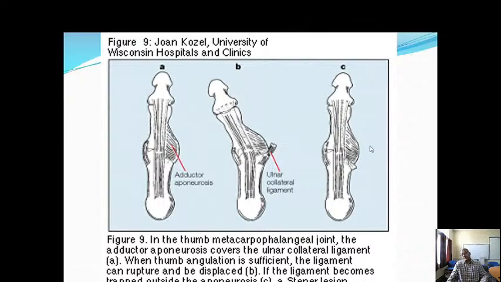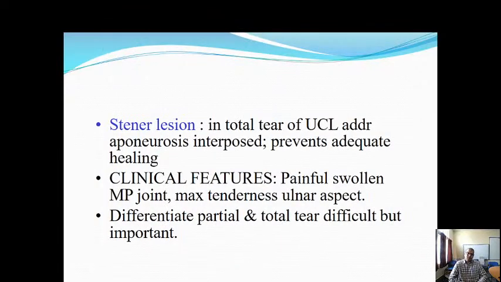Metacarpophalangeal joint, because on the ulnar side there is no collateral stability here. The phalanx tends to open on this side, giving rise to chronic instability. So what is Stener's lesion? Stener's lesion is a total tear of the ulnar collateral ligament with adductor aponeurosis interposed. It prevents adequate healing.